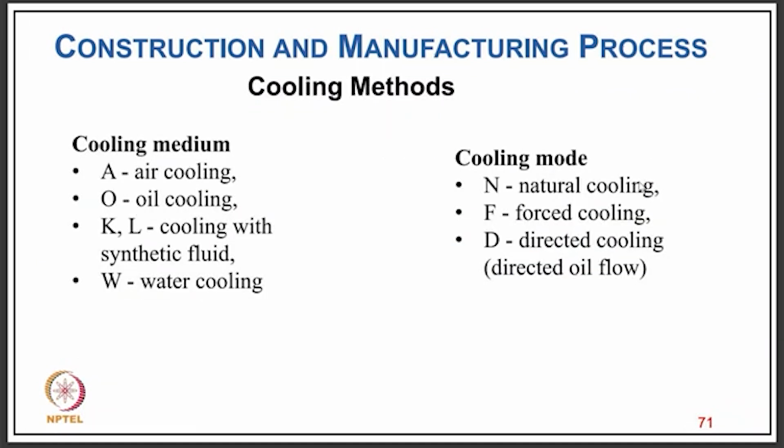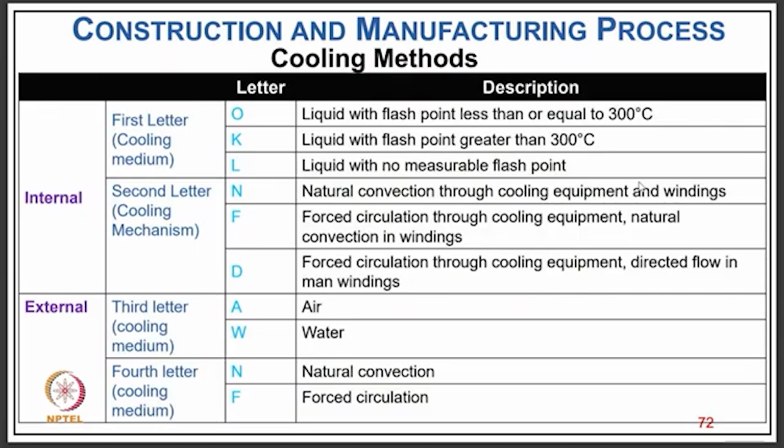So now we have the cooling methods, as I already mentioned. We have different kinds of cooling. For a medium transformer, we have air cooling, oil cooling, then we have cooling with synthetic fluid, and then water cooling with W. And the cooling mode is natural cooling, or forced cooling, or direct cooling, direct oil flow. So you can think about different cooling methods. They are denoted with different letters and with the description.